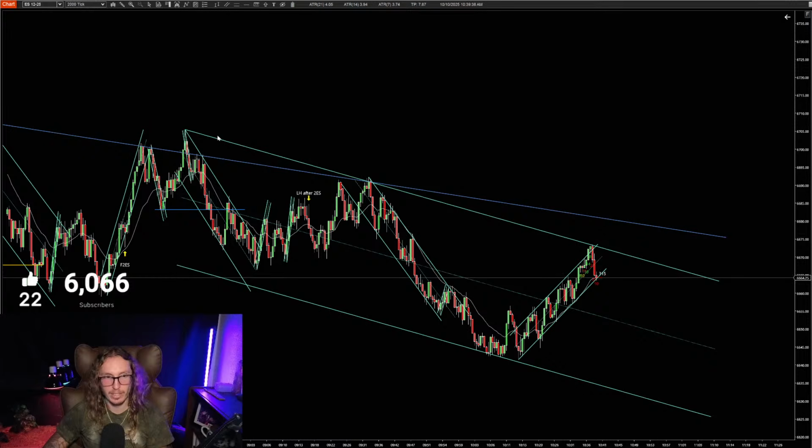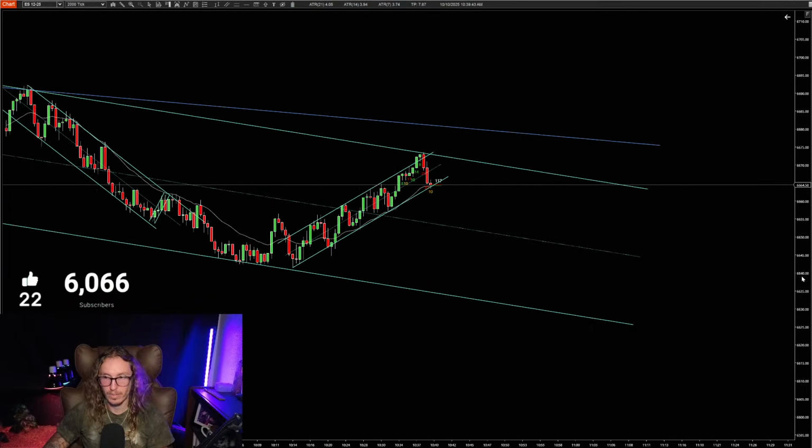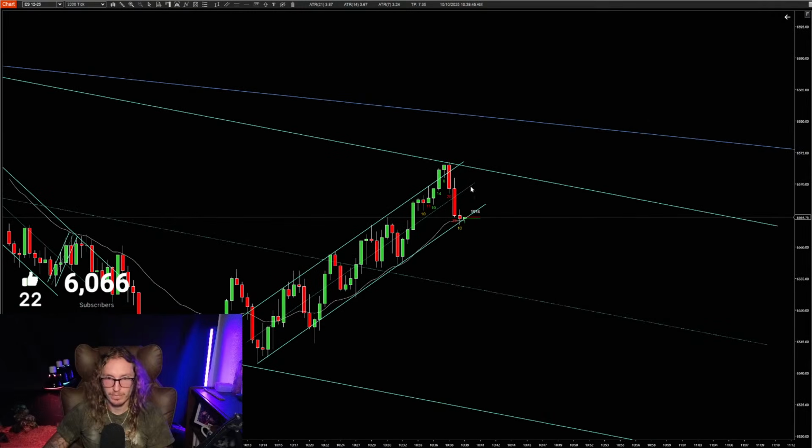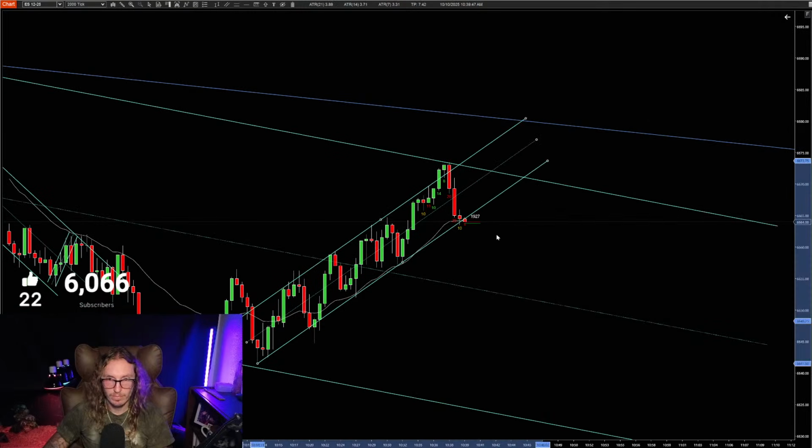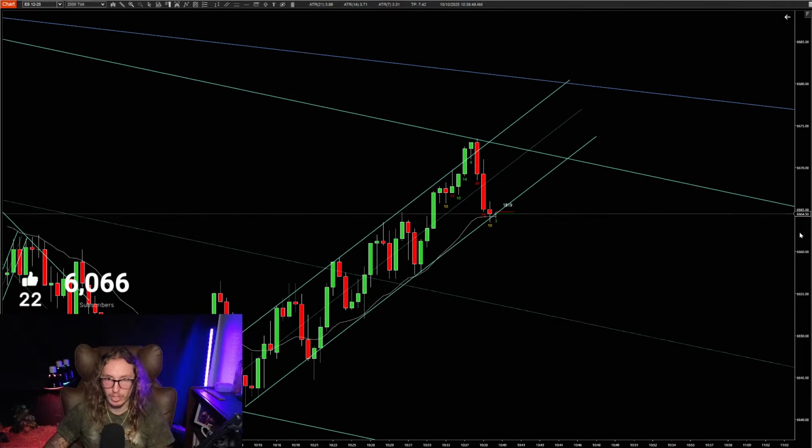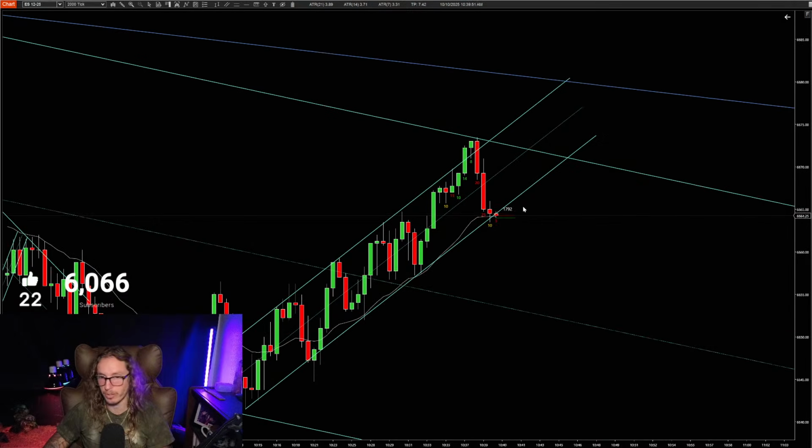But I don't think that that's correct because of this close outside. This looks like an overshoot and a rejection off of this trend line that I put on here. So that's interesting. Yep. We'll see. I got your line on there just in case.